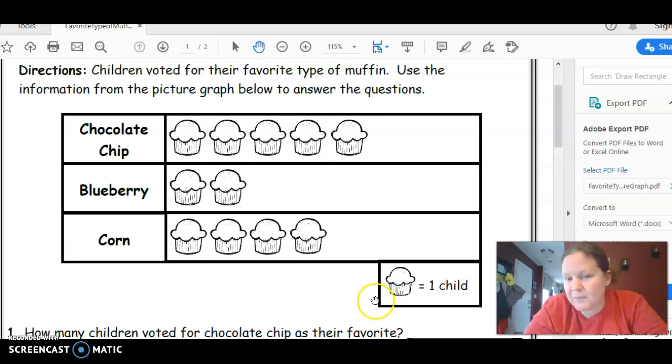Beautiful job today. Oh, let me point this out. This is like our little key. It tells us that 1 muffin stands for 1 child's vote. A lot of times when you have picture graphs, you have a little key in the bottom corner to tell you what the picture stands for.